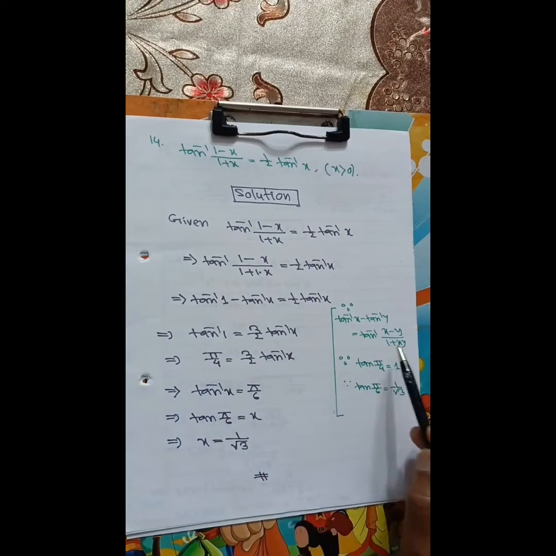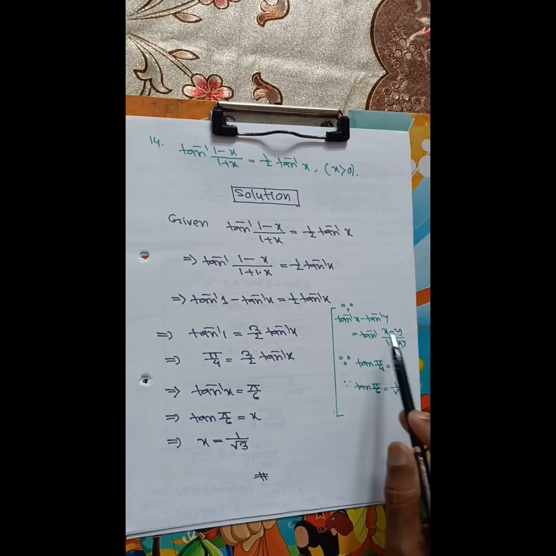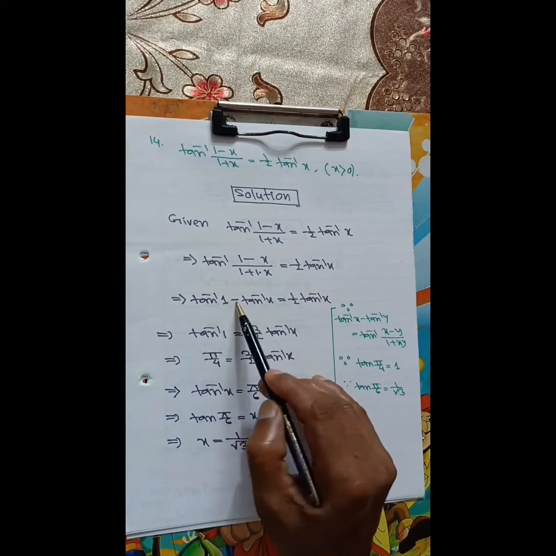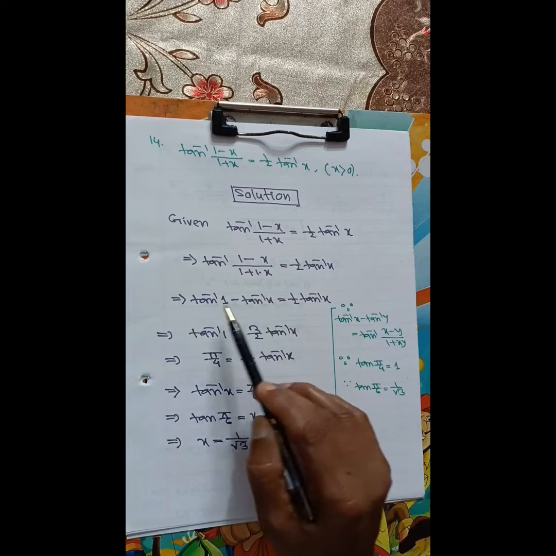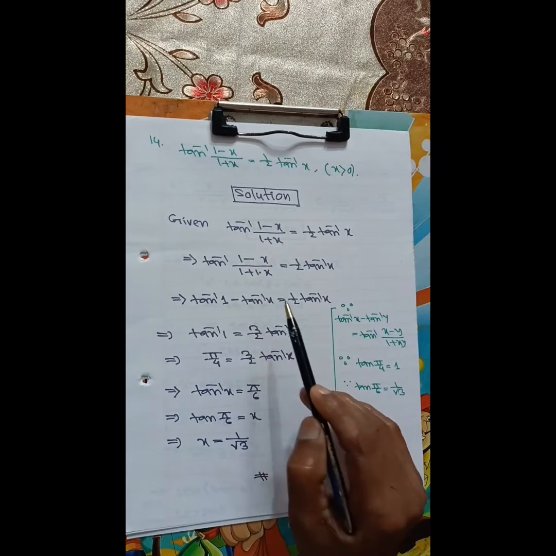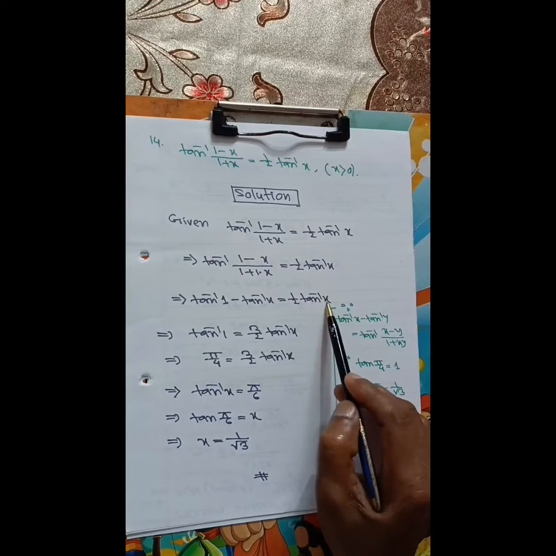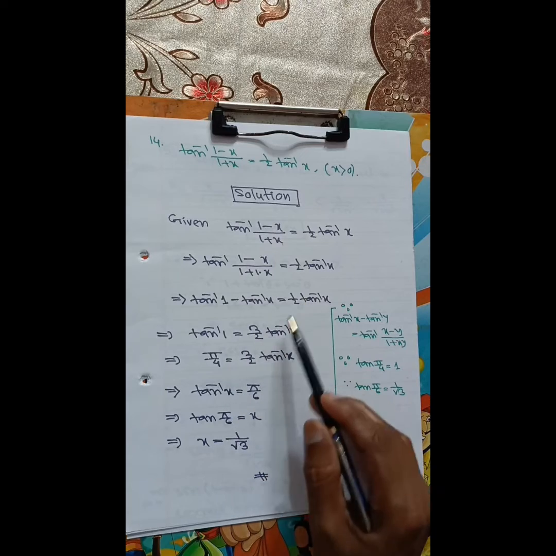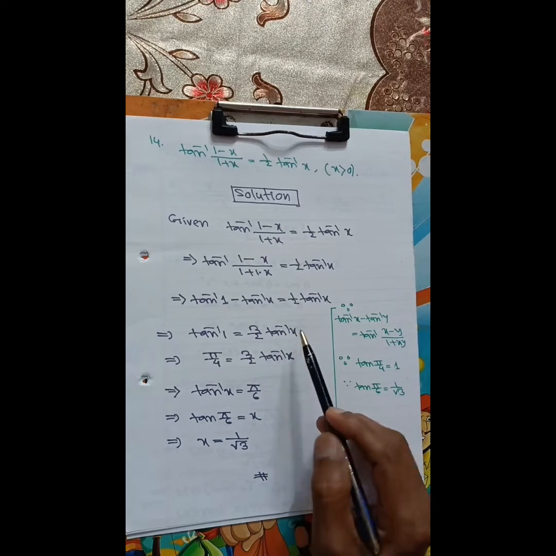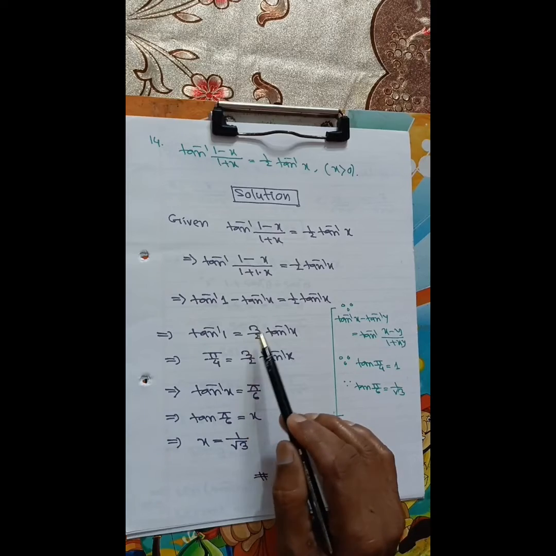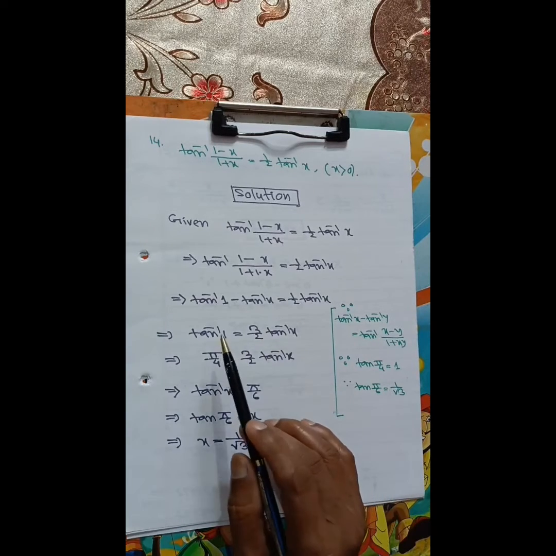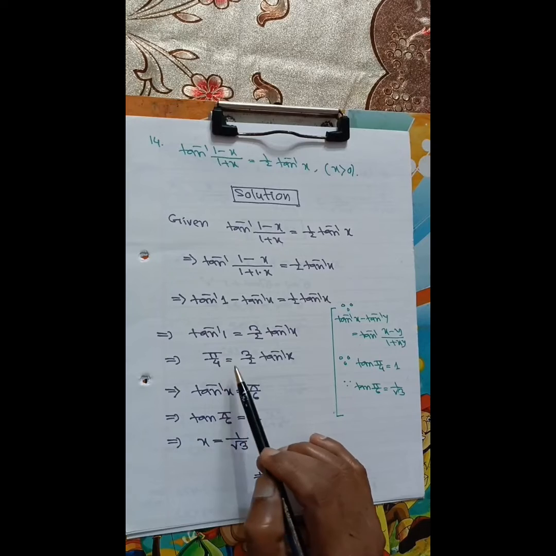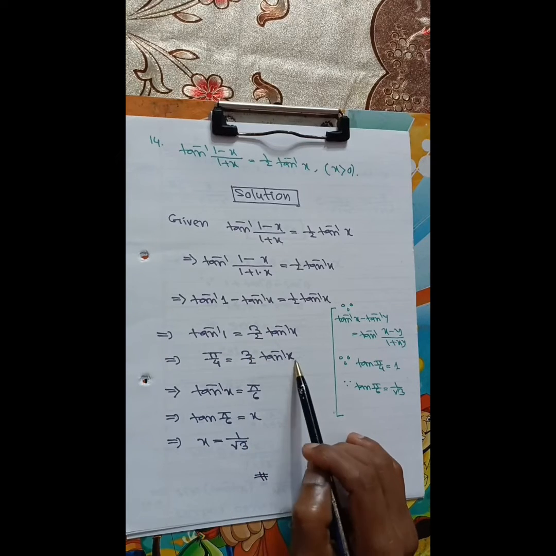Then we can use this formula: tan inverse of (x minus y) divided by (1 plus xy) is tan inverse x minus tan inverse y. So here we get tan inverse 1 minus tan inverse x, equal to half of tan inverse x. If we change the side of this quantity, it becomes plus 3 by 2 tan inverse x. That is, we get tan inverse 1 is equal to 3 by 2 tan inverse x. Since tan inverse 1 is equal to pi by 4, pi by 4 is equal to 3 by 2 tan inverse x.